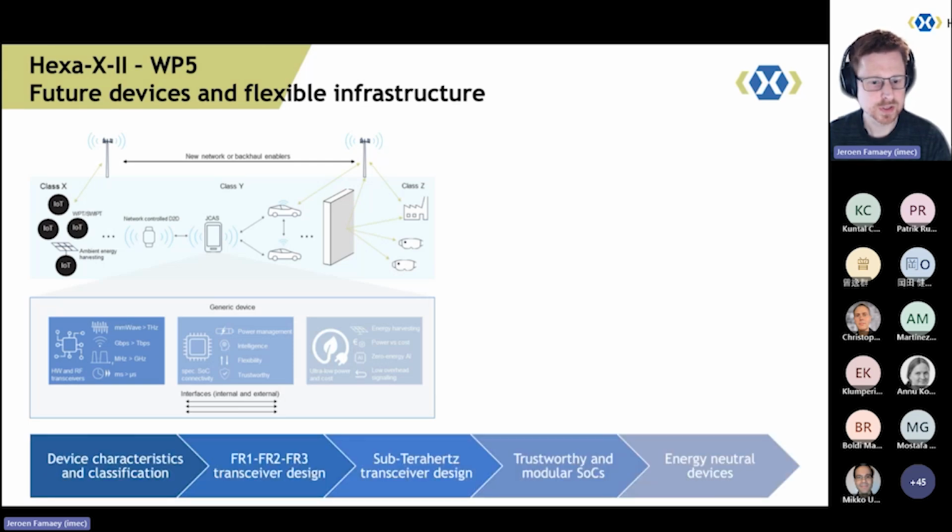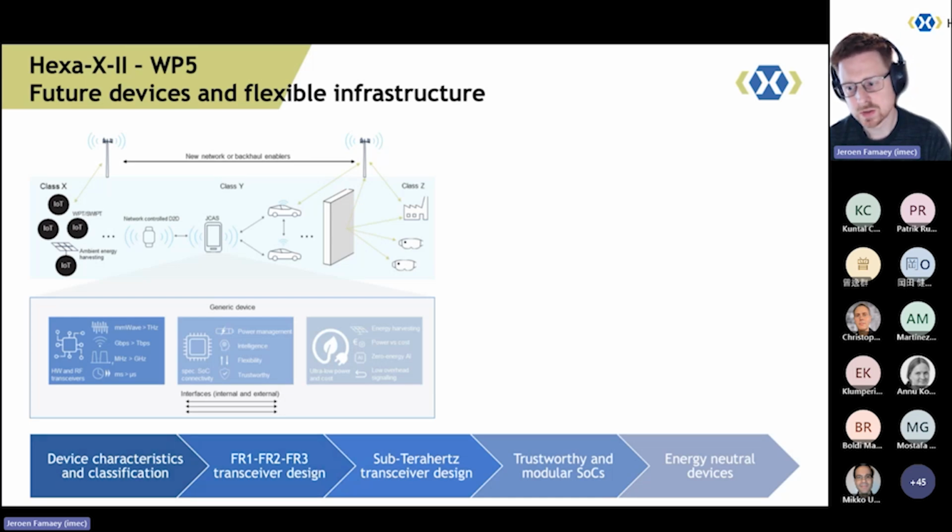And within the work package, we study 4 main topics. The first one is looking at the requirements of future 6G use cases, and based on those requirements, identify new types of devices and classify and characterize them. And then we design technologies that will help achieve the requirements of these devices, looking first at transceiver design. So this includes both low frequency transceivers like FR1, FR2, FR3 band, but also novel sub-terahertz transceiver architectures.